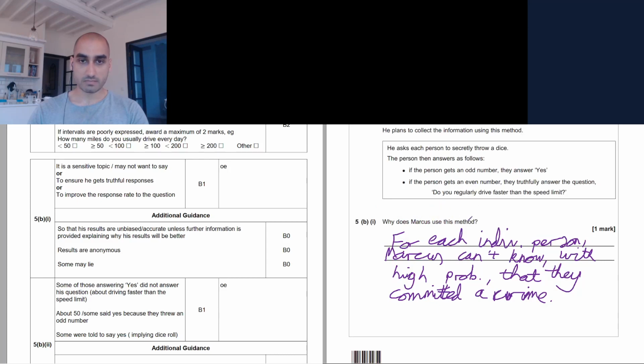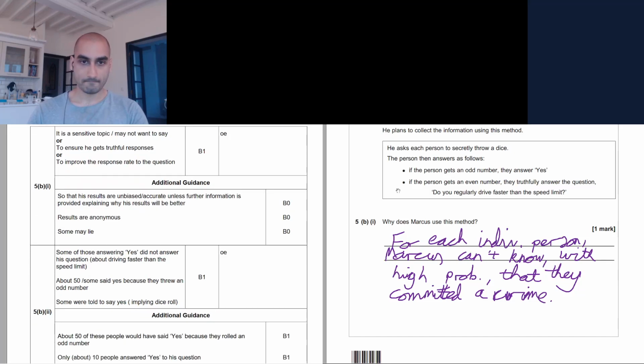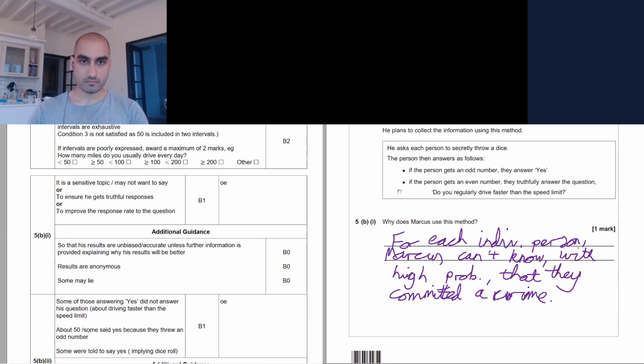Why does Marcus use this method? Because... did I get this mark? I said he uses this method so that he doesn't know what they said.